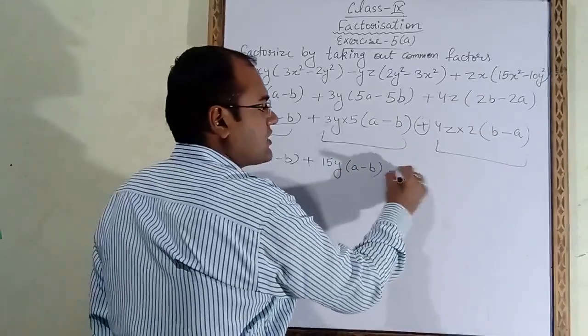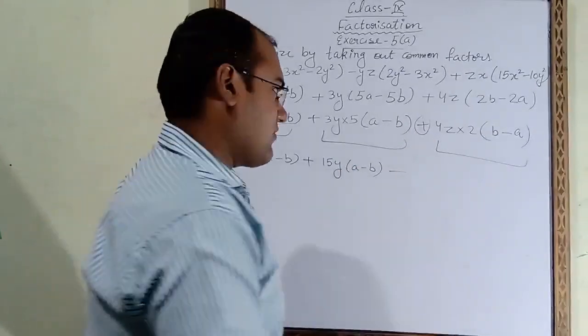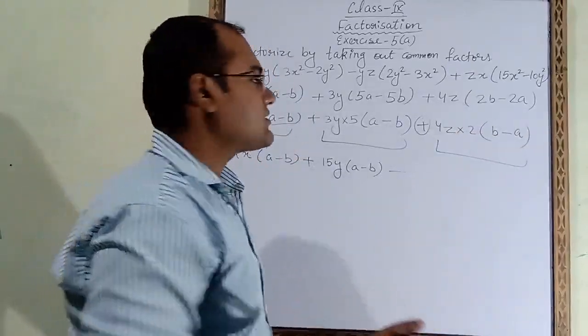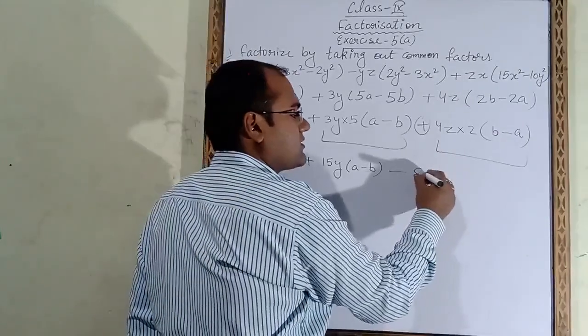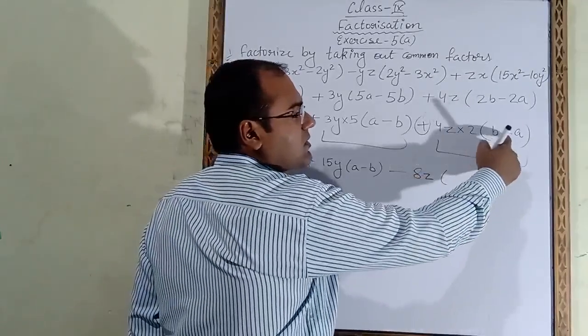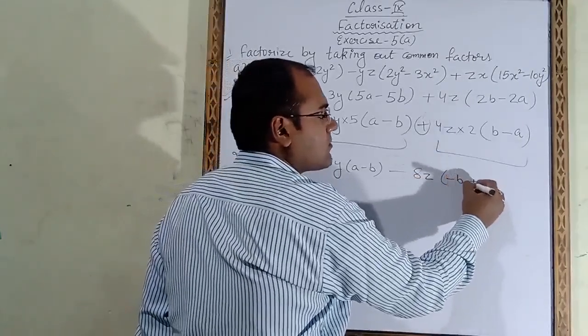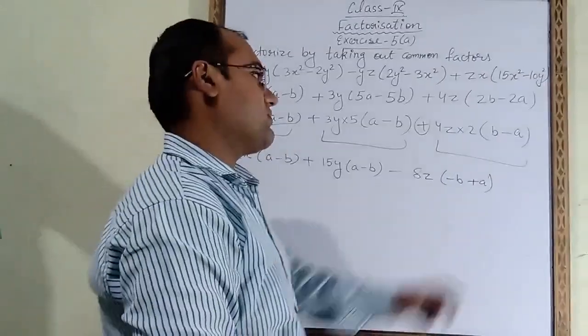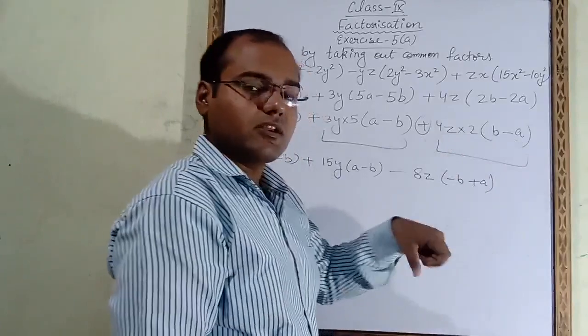This plus we have to change into minus. Why are we changing this plus into minus? Because inside also we will change the sign. So 4 to the 8z. Now we will not write b minus a, we will write minus b plus a, because this plus we have changed into minus. That's why inside the number sign also we will change.